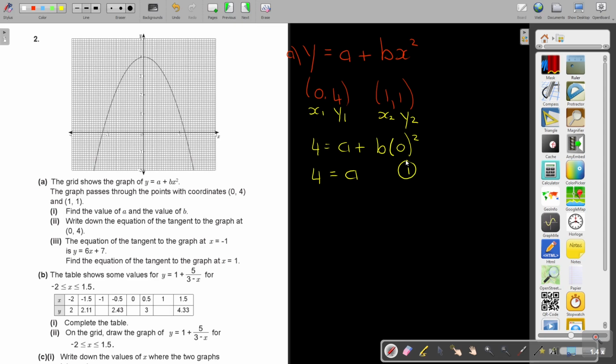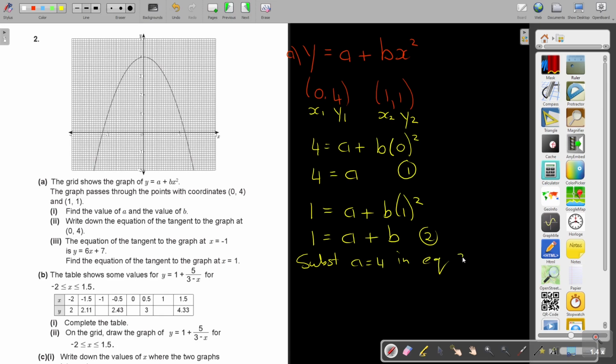And then I substitute the second point. So I'm going to say 1 is equal to a plus b times 1 squared. So 1 is equal to a plus b. This is now equation 2, but I have a. So I just substitute a equals 4 in equation 2. So I'm going to say 1 is equal to 4 plus b. So the value of b is 1 minus 4. So the value of b will be negative 3.